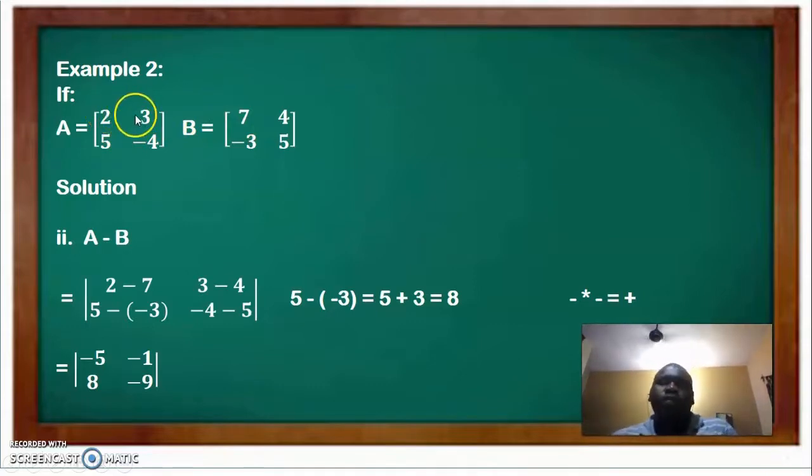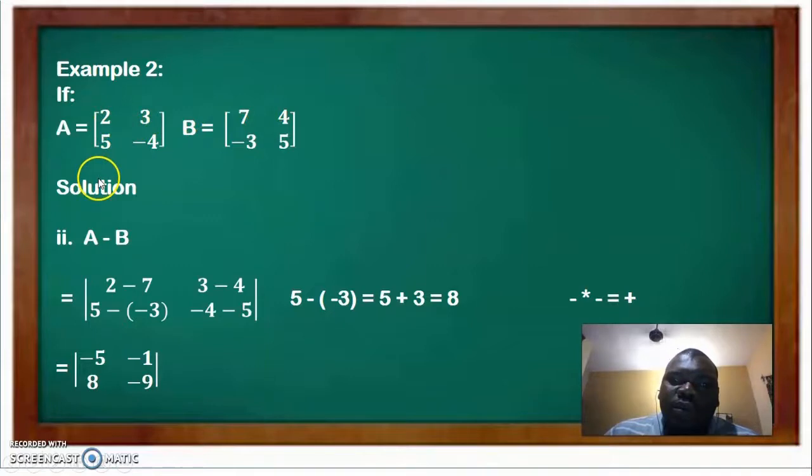So for example, 2 minus 7, and we start there because 2 is in row 1 column 1 of A, and 7 is also in row 1 column 1 of B. 3 is in row 1 column 2 of A, and for B we have 4 in row 1 column 2. So that's how you are going to solve the question.